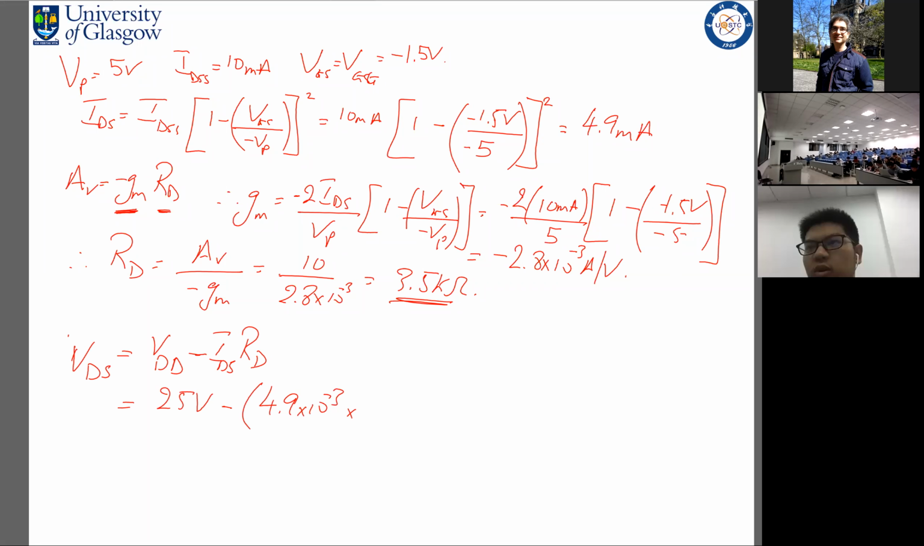It's approximately equal to 3,500. I think it's 3,500 and some, let's say it's 3,500. So that is approximately equal to around 7.5 volts. So VDS is approximately equal to 7.5 volts, and you can verify that in your own time. So here we have found out what RD is, and we have found out what VDS is.